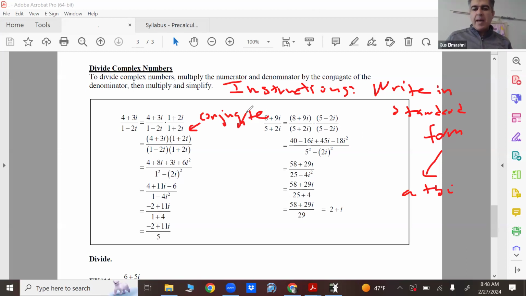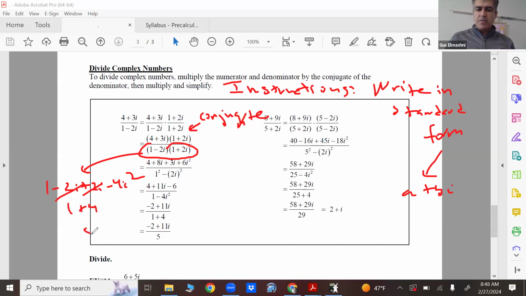And so why do you do that? Because when you FOIL it with the bottom, the i's go away. The i's will actually cancel out. If I were to work this out here, I would get 1 minus 2i plus 2i minus 4i squared. Well, what's negative 2i plus 2i? They cancel. What's i squared? Negative 1. So you have 1 plus 4, which is 5. There you go. So now this enables us to get into standard form.